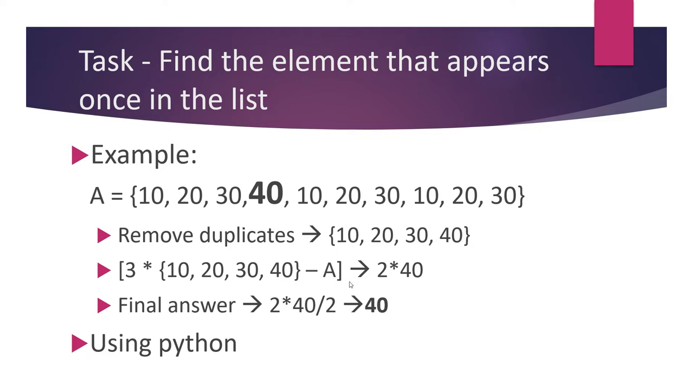Then the final answer will be 2 times 40, because all 3 times 10, 20, 30 will cut off and only 3 into 40 minus 40 means 2 into 40. So we can take this answer and divide by 2 and then get the single appearance element as 40. Then we can return that. So let's see how we can code this algorithm using Python.